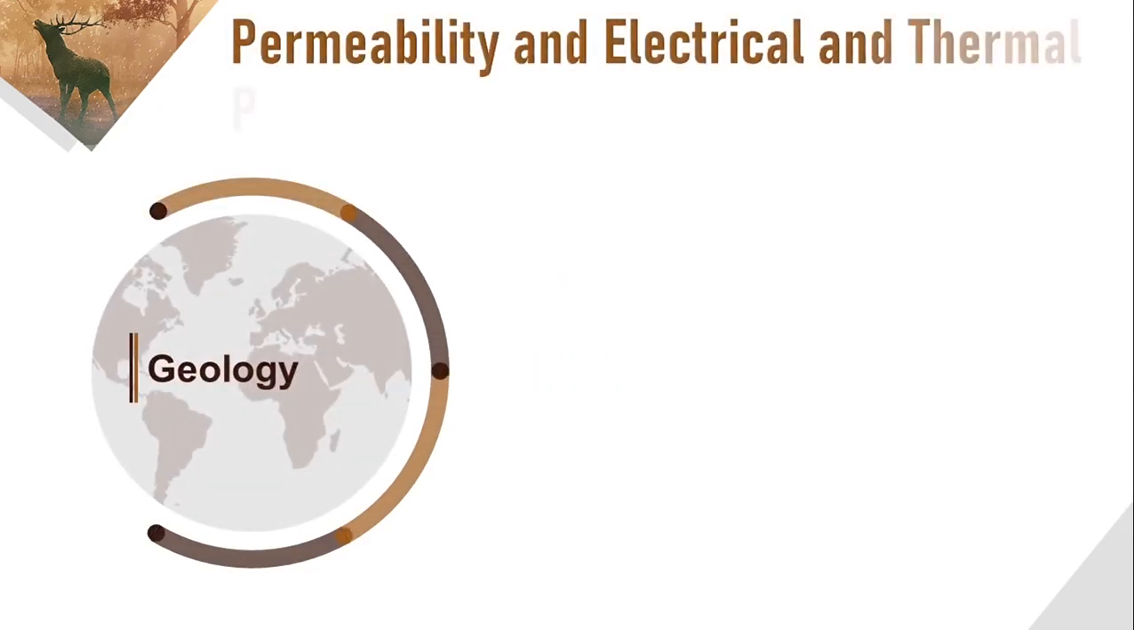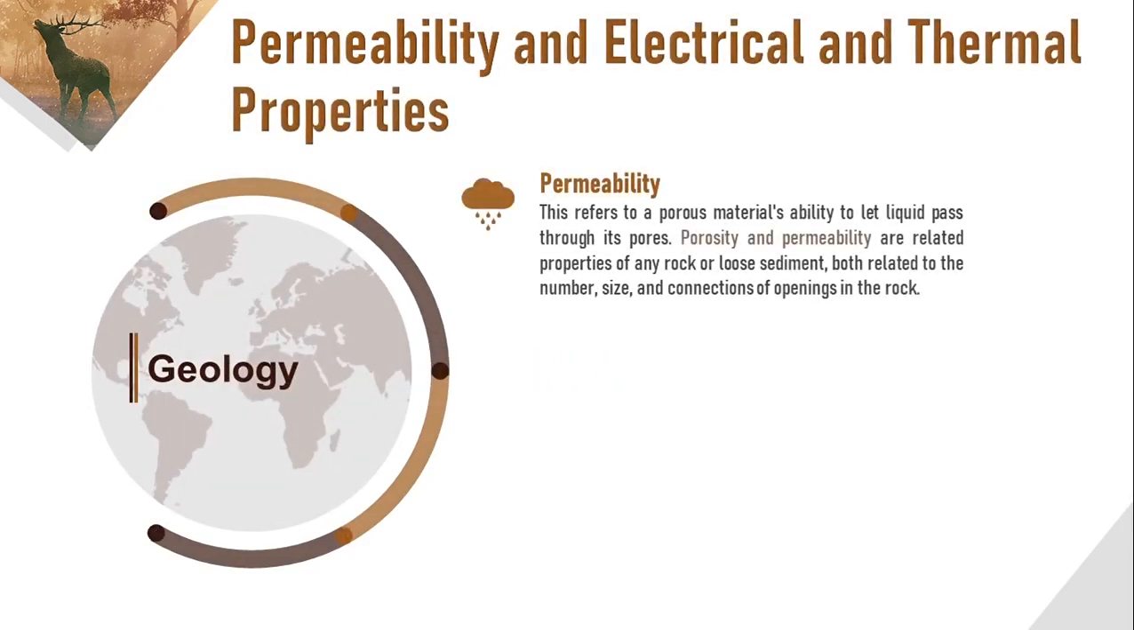Permeability and electrical and thermal properties. Permeability refers to a porous material's ability to let liquid pass through its pores. Porosity and permeability are related properties of any rock or loose sediment, both related to the number, size, and connections of openings in the rocks.